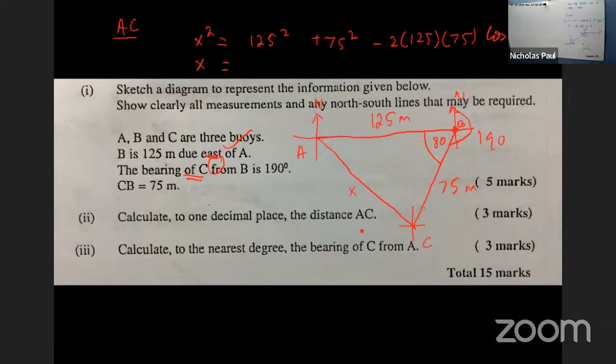Right? And then remember the cosine rule. So you plug in your values and then you square root everything after. How much did you get? What did you get? 134. Well, it becomes bigger. 134, right? Online, you all got 134 meters.